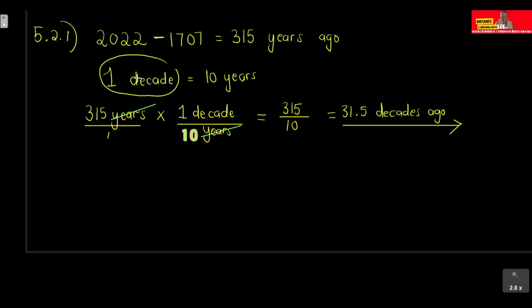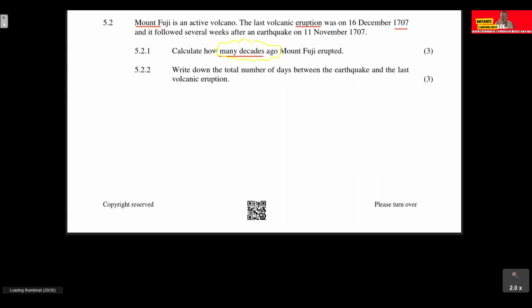The first mark will come from you doing 2022 minus 1707 to get your 315. The second mark goes to you taking 315 divided by 10, and your final mark goes to you showing the decades, that is 31.5 decades ago. All right, cool stuff. Let's have a look at the next question.